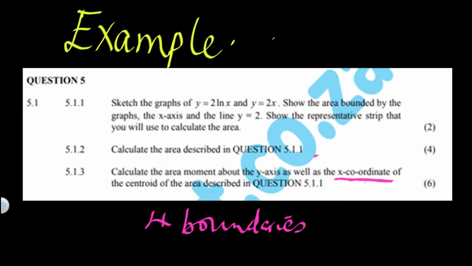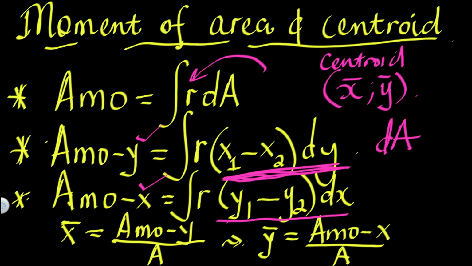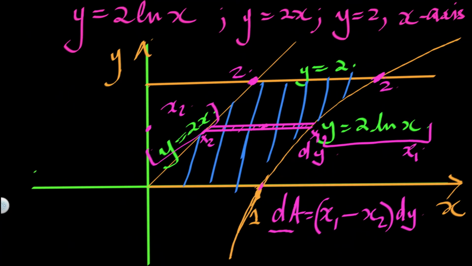Now, if we go back to the formula that I showed you at the beginning, if we're looking for the area moment about the y-axis, you multiply r, which is the distance from the reference axis to the center of this shape. Let me use a different pen. The r is the distance from the y-axis to the middle of our shape. That distance is actually an x value, a horizontal distance.